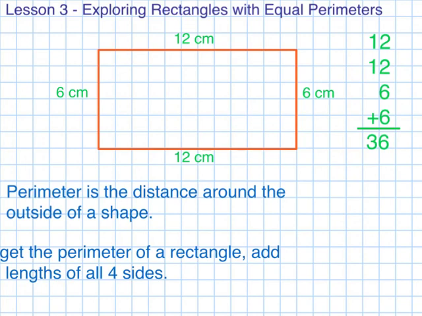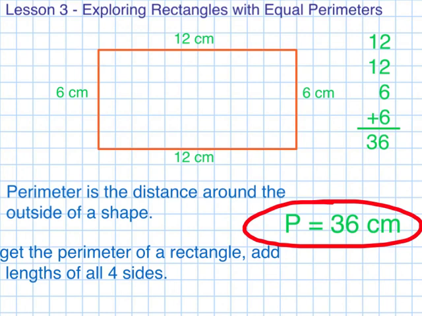So 12 plus 12 plus 6 plus 6 equals 36. So as a final answer, we write P for perimeter equals 36 centimeters.